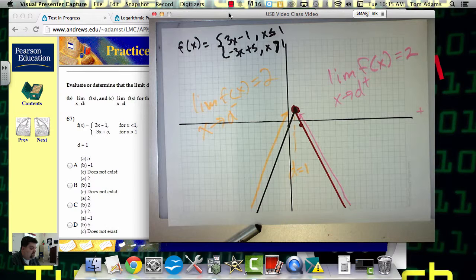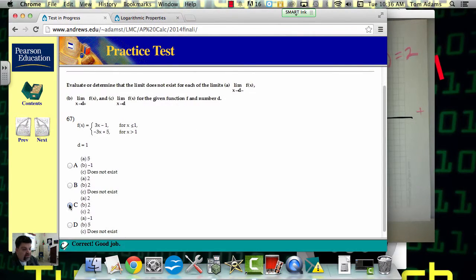Now, does the limit exist? I have the left-hand side equaling the right-hand side. Does the two-sided limit exist? Well, if I click on C, it says yes. Correct job. What is that limit? 2 and 2. What were the questions? There was A, B, C.